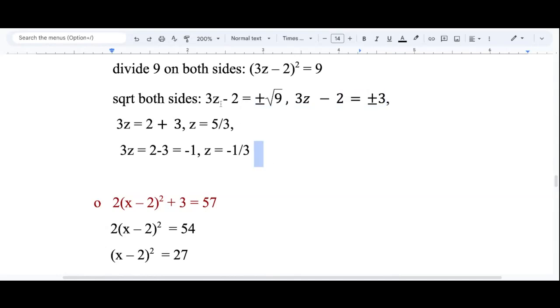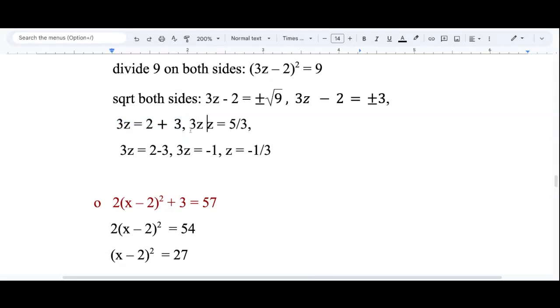Right? This is 3z minus 3 equals plus minus square root 9. That means 3z minus 3 equals plus minus 3. So that means 3z equals 3 plus 3, or 3z equals 3 minus 3. If 3z equals 2 plus 3, that's z.